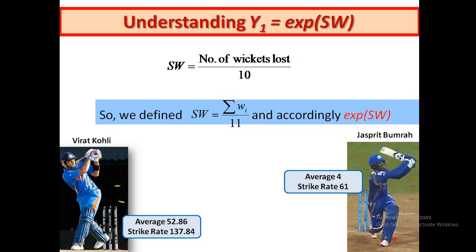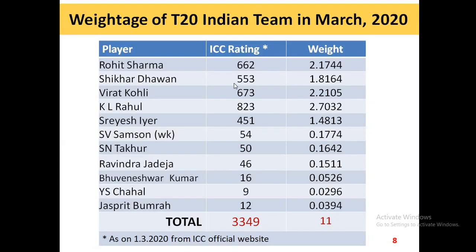So accordingly, we change the formula a bit and we come here, where WY is the weight or importance of the batsman whose wicket has been lost. And this is computed by RI divided by sum of RI, where RI is the ICC rating of that particular batsman, and sum of RI is the rating of the entire team. So if we take this small example, the thing becomes clear.